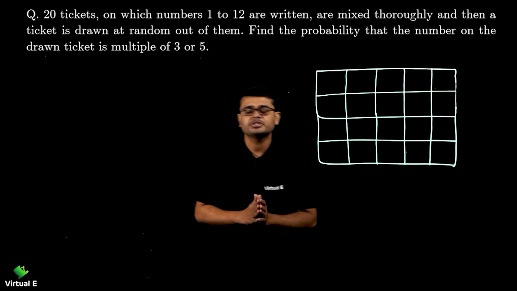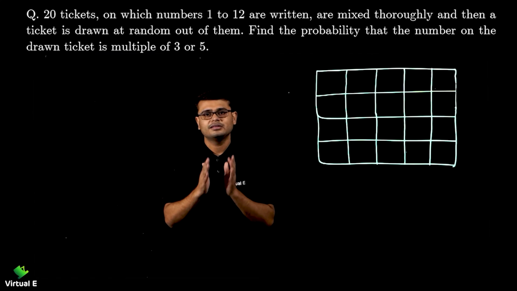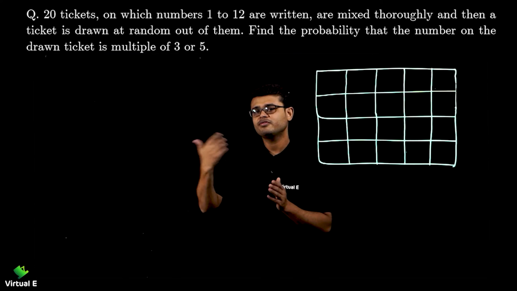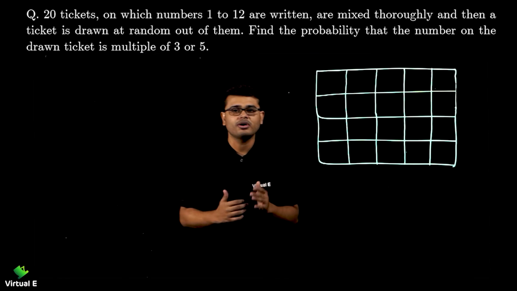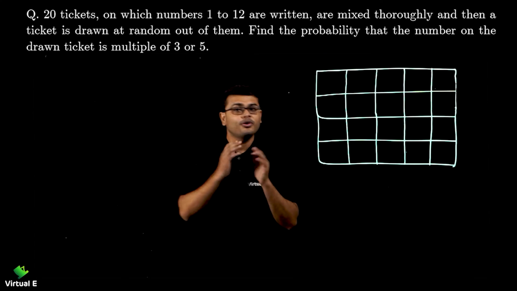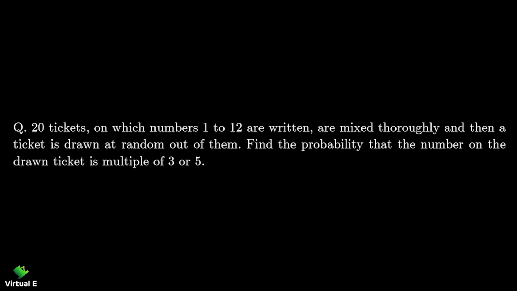Let's discuss questions related to numbers. Like there are numbers given to you, and you need to find the probability of even numbers, odd numbers, multiples, not multiples, like that. Let's start. 20 tickets on which numbers are written are mixed thoroughly. So 20 tickets are there on which numbers are written. We'll assume that the numbers are written from 1 to 20, remember.